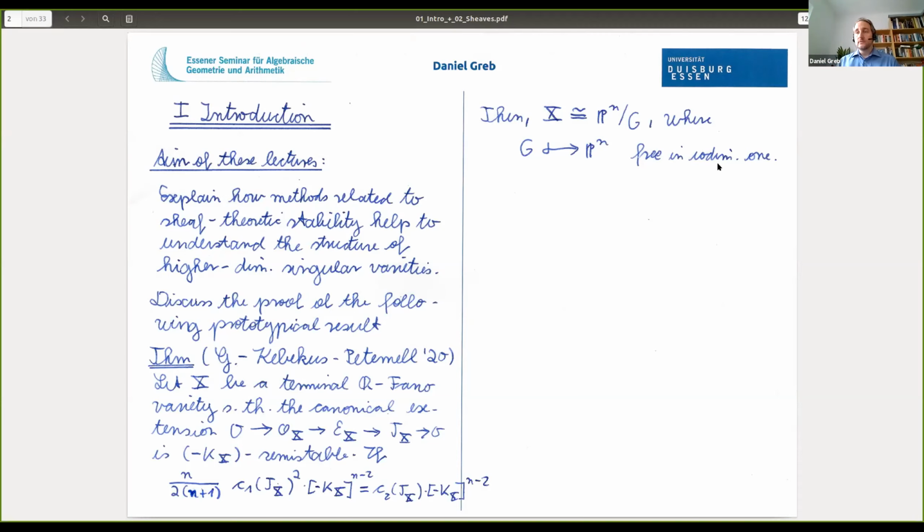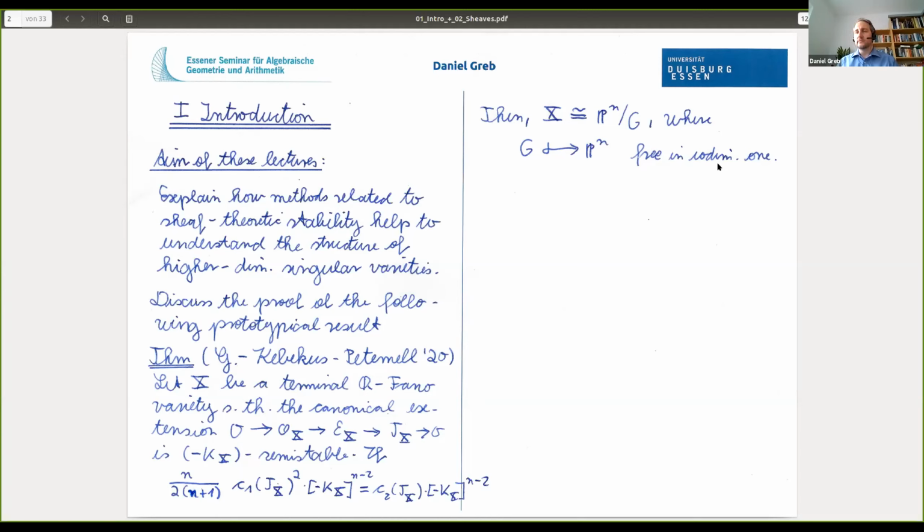So the theorem is that you look at a terminal Q-Fano variety, and I will explain what that means, such that the canonical extension, an extension E_X built from the tangent sheaf and the structure sheaf, is semi-stable with respect to -K_X. If this equality holds, which should be familiar after Henri's talk, then X is actually P^n modulo a finite group, where the group acts on P^n by projective linear transformations, and the action is free, not just in codimension 1, but in codimension 2 in the terminal case. So there is a codimension 3 subset of P^n, and if you take that out, the action of the group is a free action. The quotient is nice. So that's a uniformization result.